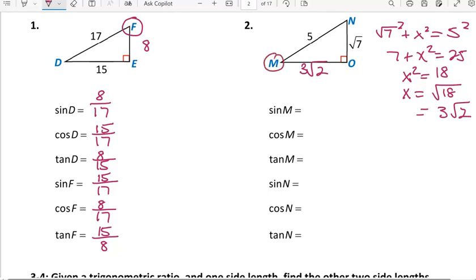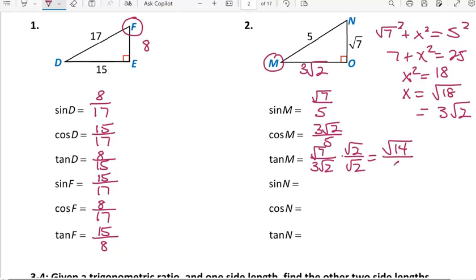Sine of angle M is equal to the opposite over the hypotenuse. A radical in the numerator is okay in a final answer. Cosine of angle M is equal to the adjacent side over the hypotenuse. And tangent M is equal to the opposite over the adjacent. Now this one has to be rationalized, so I'm going to multiply by square root of 2 over square root of 2. That gives us the square root of 14 over 3 times 2, or 6, as our final answer for that one.